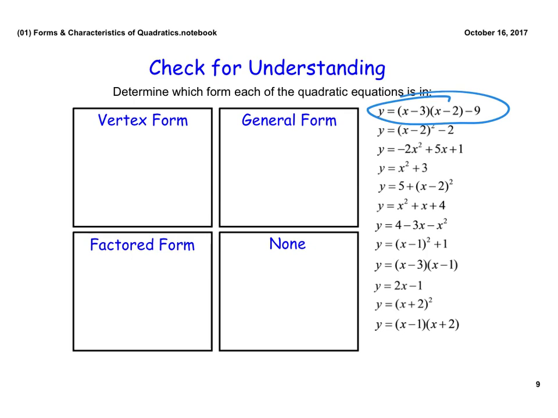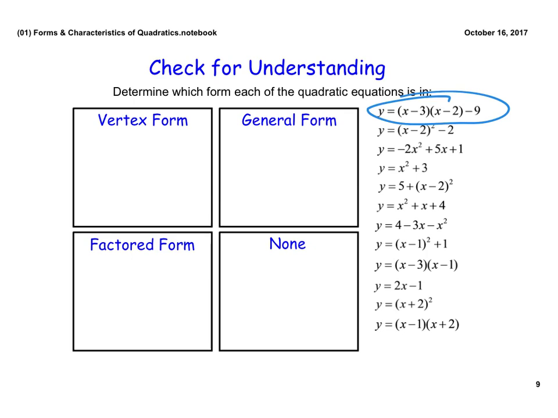Factored form kind of looks like this, but it's not. General form generally is all multiplied out. And vertex form is the one where you've got something like this. That's vertex form because you can find the vertex from it. It'll have something squared. All the other ones don't have squared. Well, no, I shouldn't say it that way.